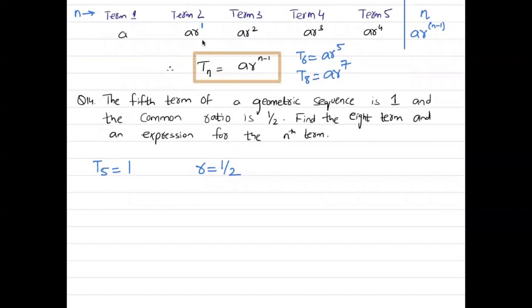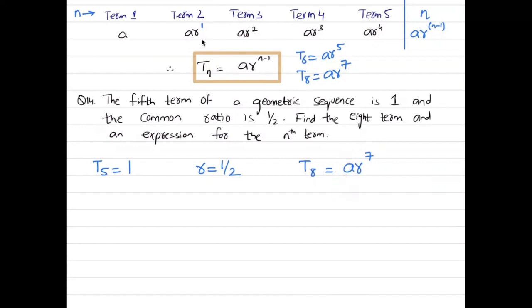Guys, you need to find the 8th term first. How do I find the 8th term? What do you think the 8th term is going to be equal to in terms of a and r? It's ar to the power of 7. So in order to find the 8th term, if I know the value of a and the value of r, I can use this expression to calculate the 8th term. But do I know the value of a?